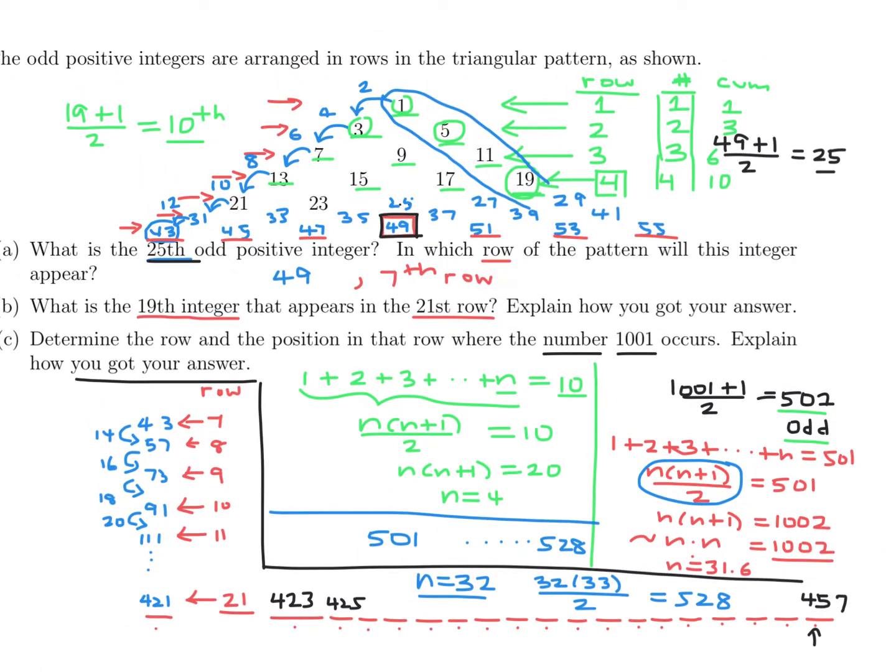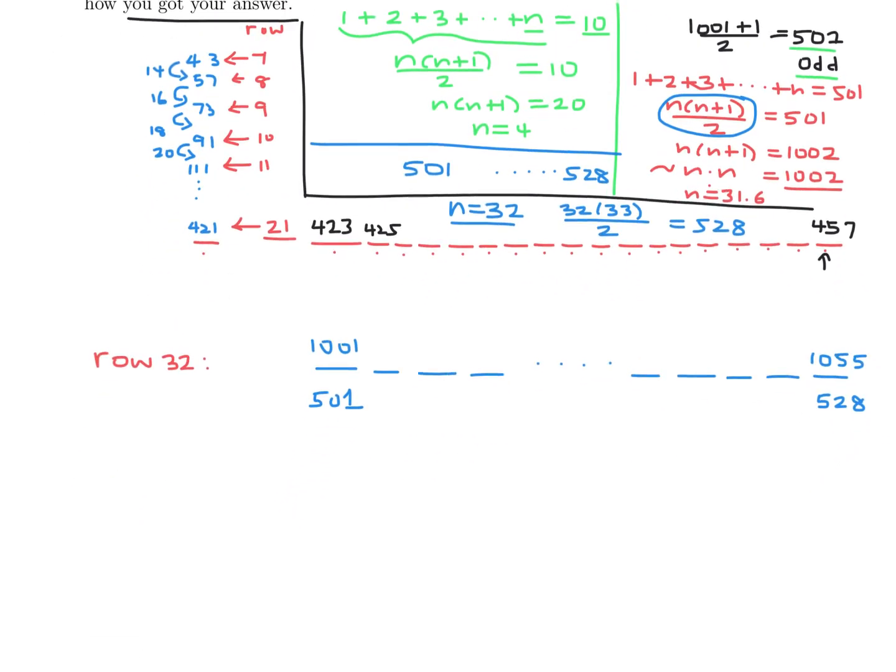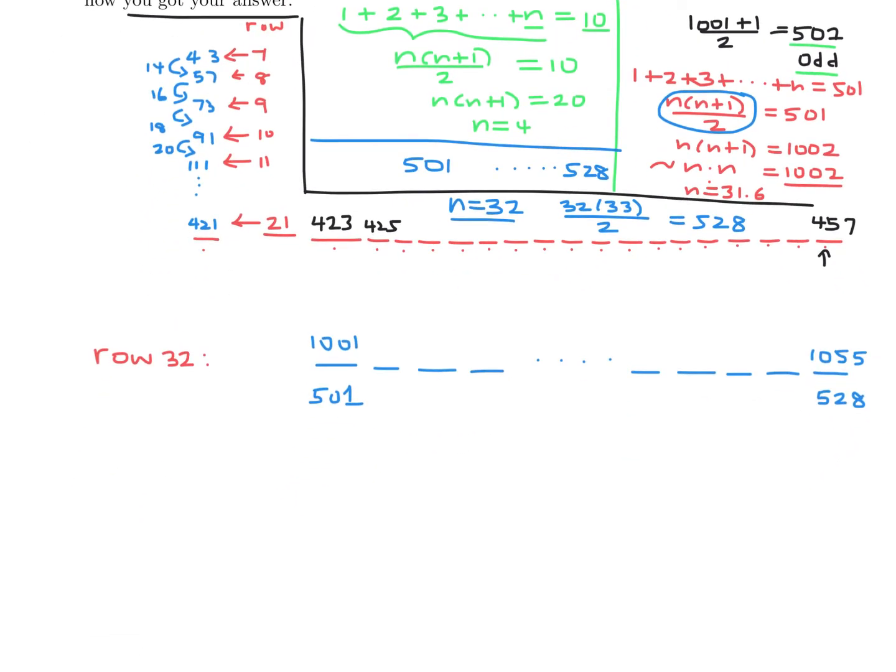Row number 1 has one number. Row number 2 has two numbers. So row number 32 would have 32 numbers. So we start off with some number, and then eventually you get down to the 32nd number. So this was the 528th.